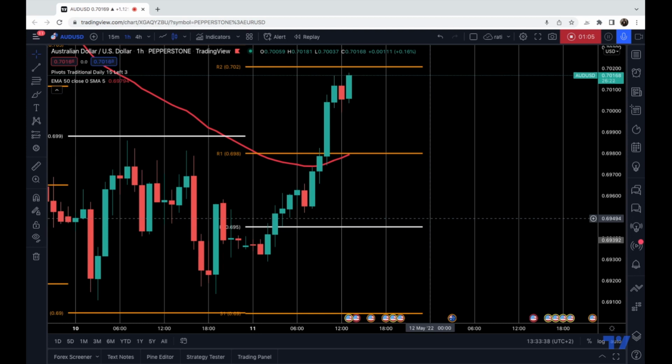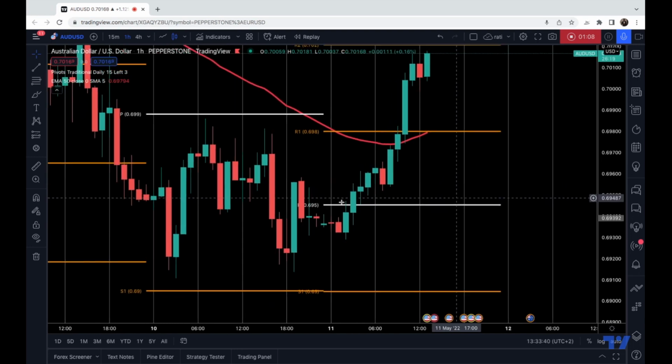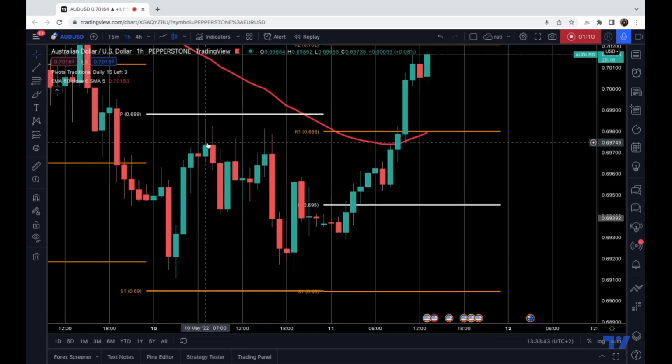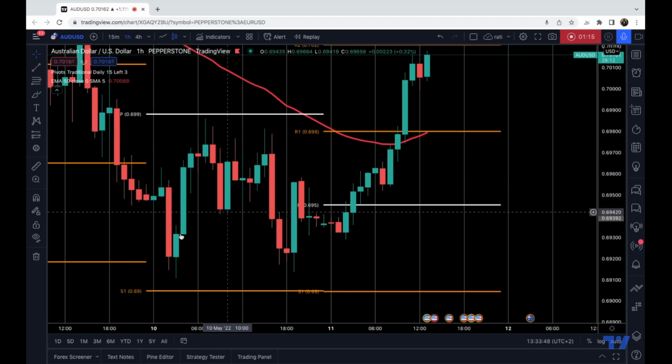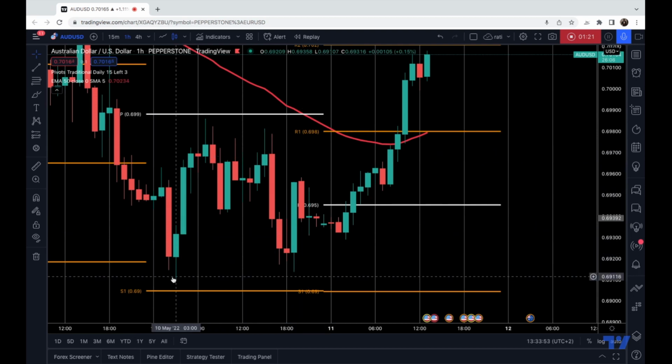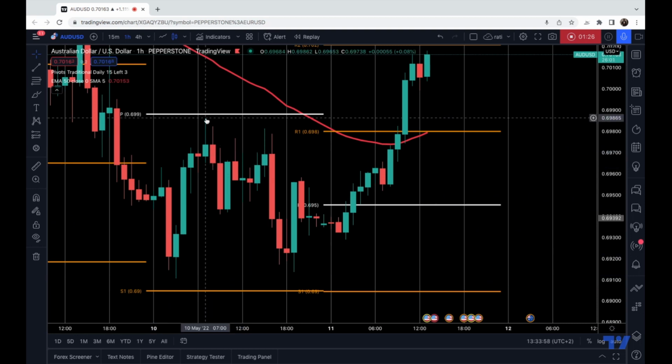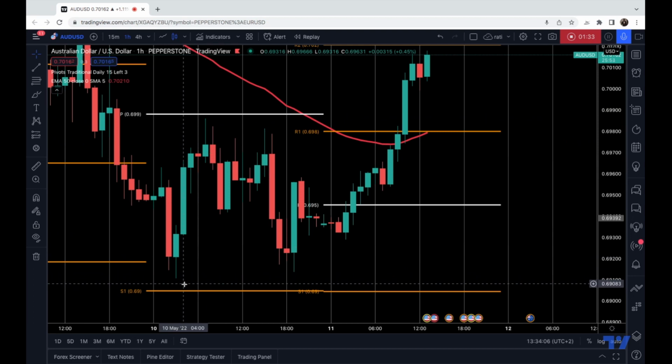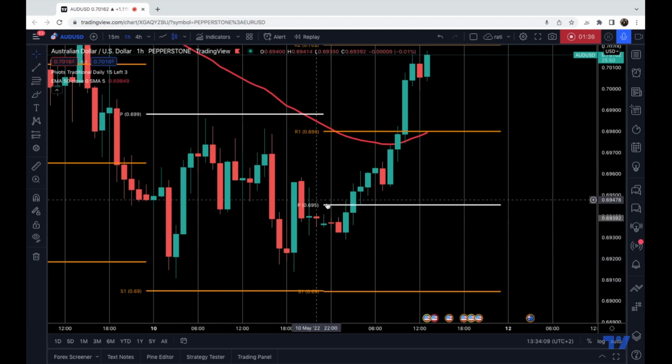So I'm going to show you this in a practical example. Right now I'm on the Australian dollar to the US dollar. On the 1 hour chart, we can see that we started the day yesterday here. This is our low of the day, and this is our high of the day. It takes those two figures and gives you the average, which is the pivot point. So as you can see, today's pivot point is kind of the average of those two.